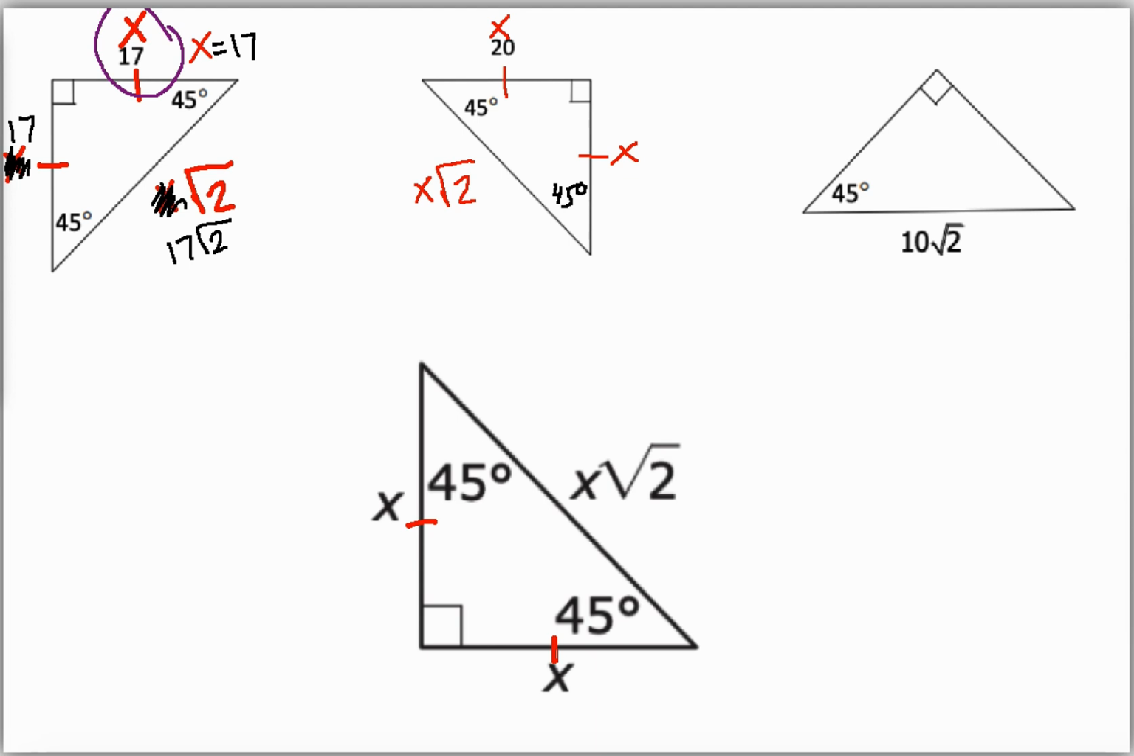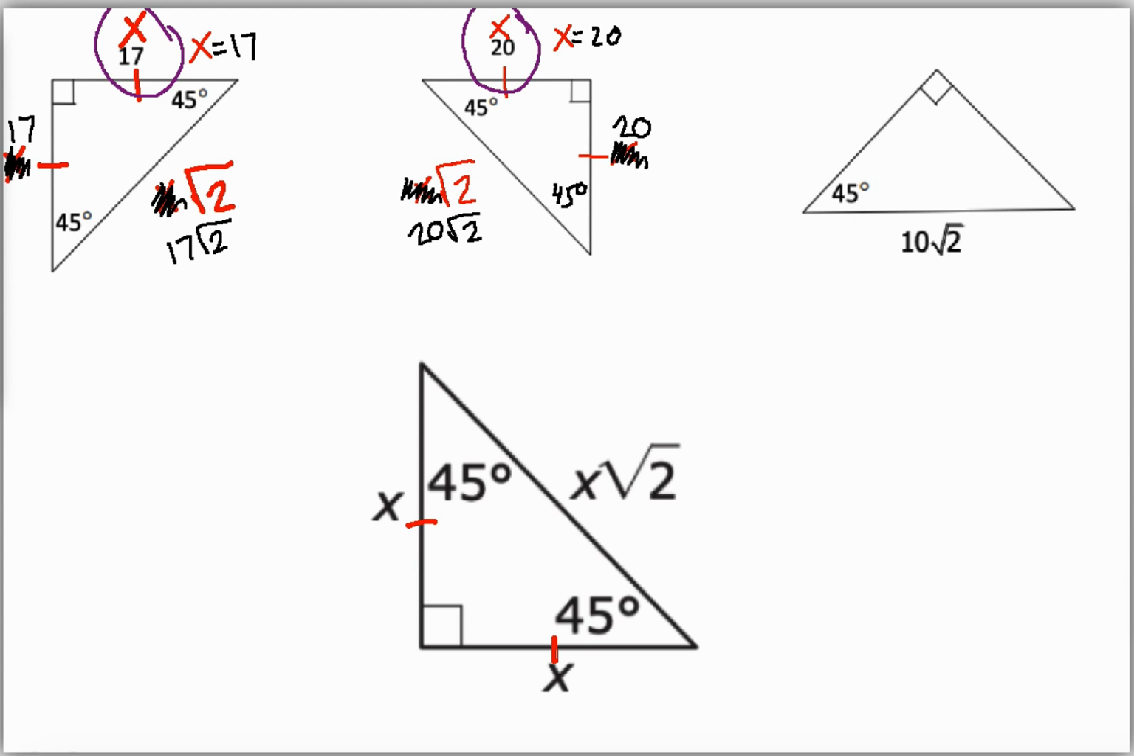Now I'm going to circle the part that has an x and a value of 20. So that means x is equal to 20. So everywhere I see an x, I'm going to cross it out and replace it with 20. So instead of saying x here, this length is also 20. And instead of saying x times the square root of 2, I'll cross this out and say 20 times the square root of 2. And there's my answer.